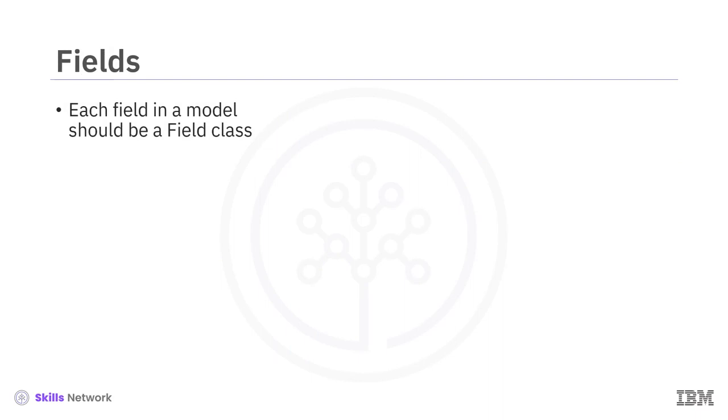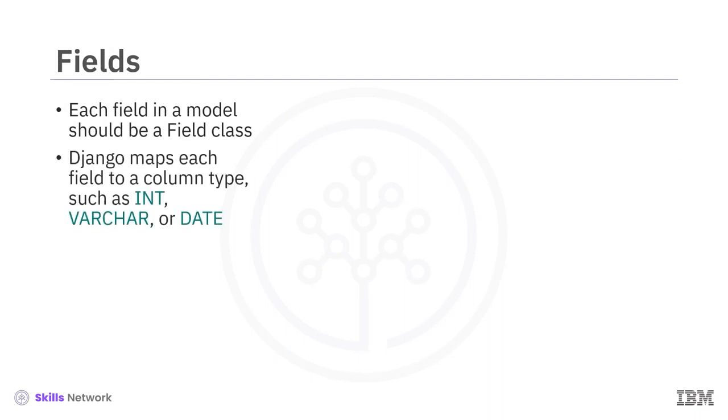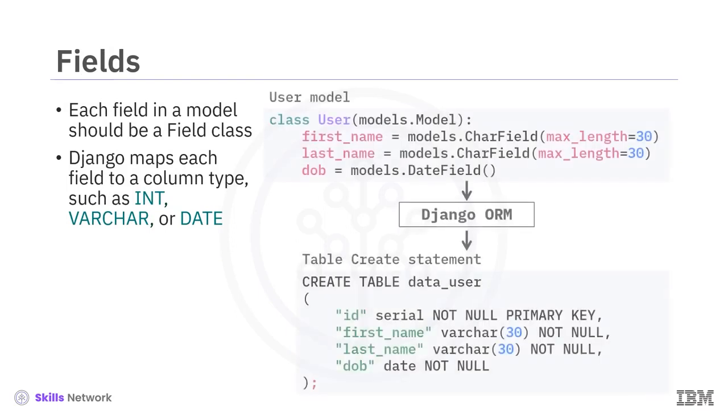Each field in the model should be defined as a field class. Django maps each field to a column type. Here, first name is defined as a character field and will be transferred into varchar, and date of birth is a date field and will be transferred into date.